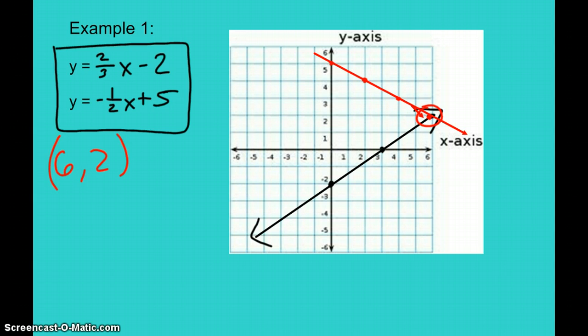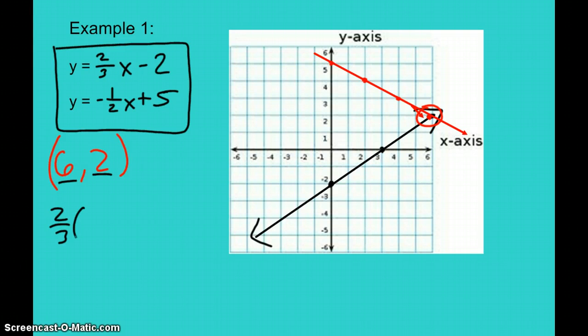So as far as solving systems of equations goes, all you really are doing here is just graphing, which we've done many, many times over before. We're just graphing two different equations and finding the point where they meet. Now, what that means algebraically is if x is 6, y is 2, that must be a solution. x is 6, y is 2, must be a solution to both of those equations.